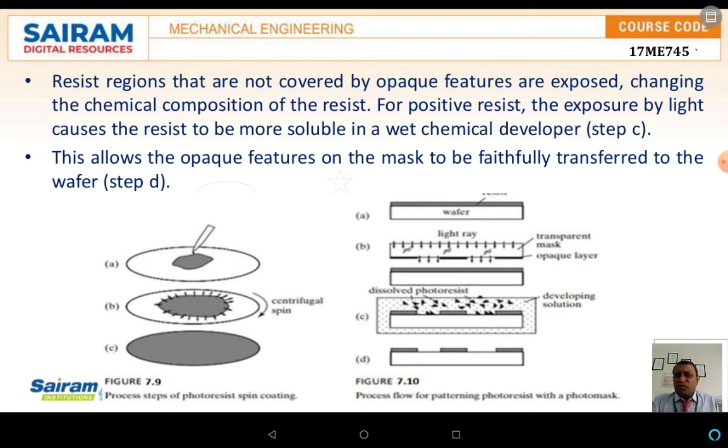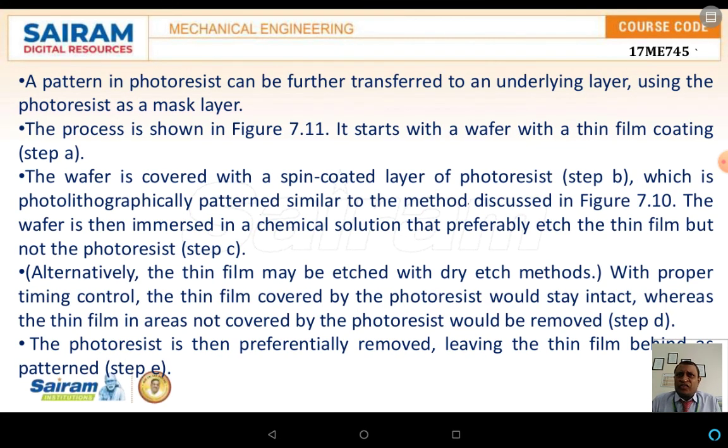Now here in this case, as we know, the pattern in the photoresist can be further transferred to the underlying layer using the photoresist mask. The wafer is covered by means of a spin coated layer of photoresist, which is photolithographically patterned similar to the method discussed in the previous one. The wafer is then immersed in a chemical solution that preferably etches the thin film but not the photoresist. The photoresist is then removed, leaving a thin film behind as a pattern.